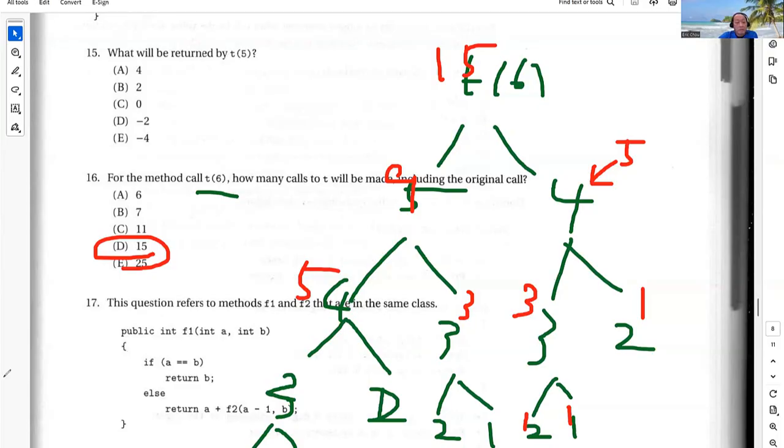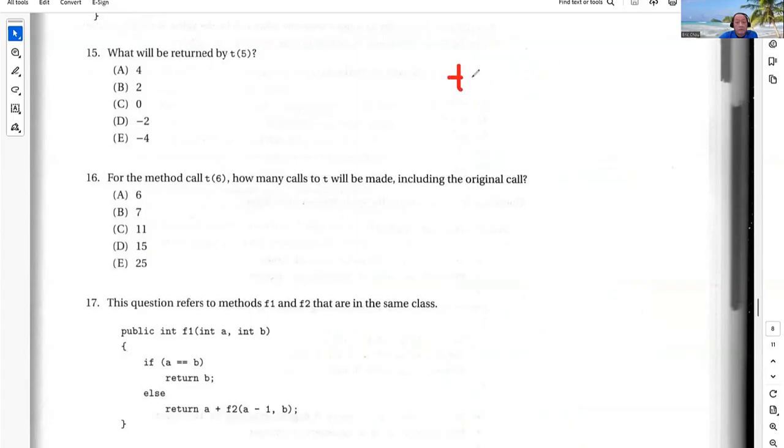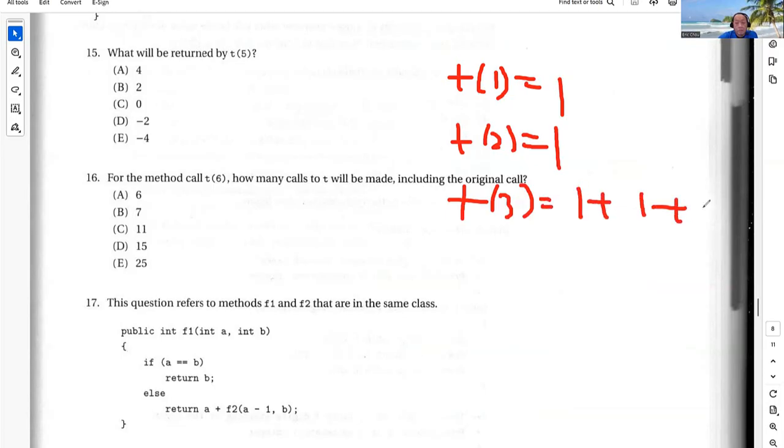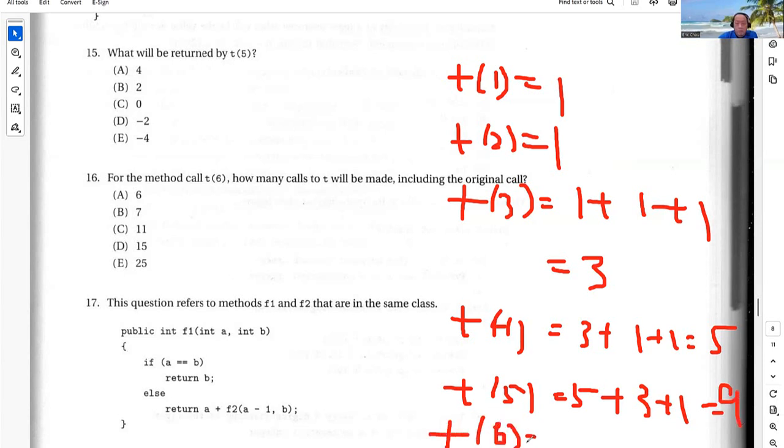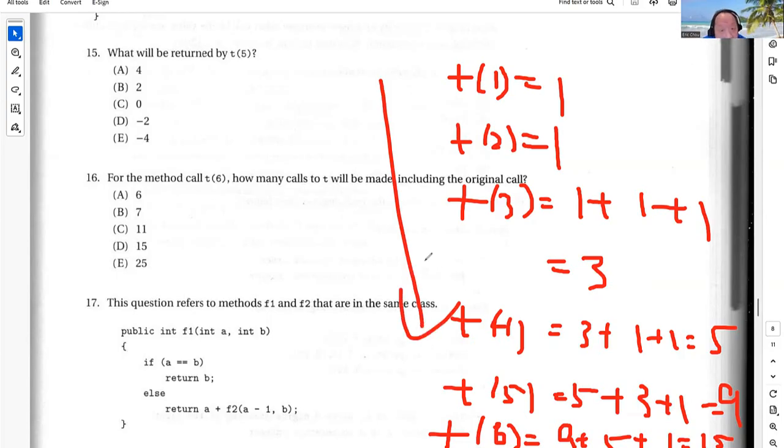But you can also do bottom up: 1 call, 1 call, 3 calls, 5 calls, 9 calls. This is still easier if you go bottom up. Is that okay? Yeah.